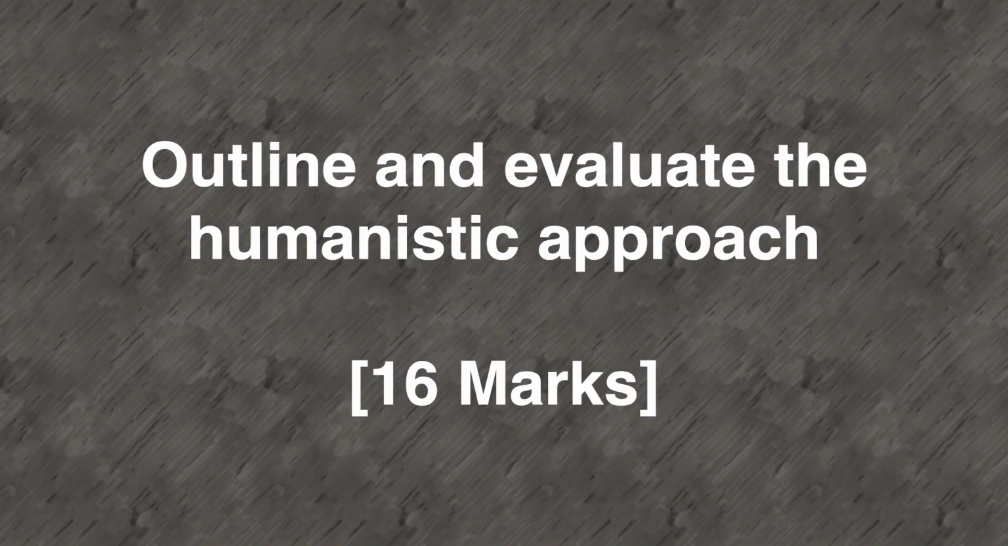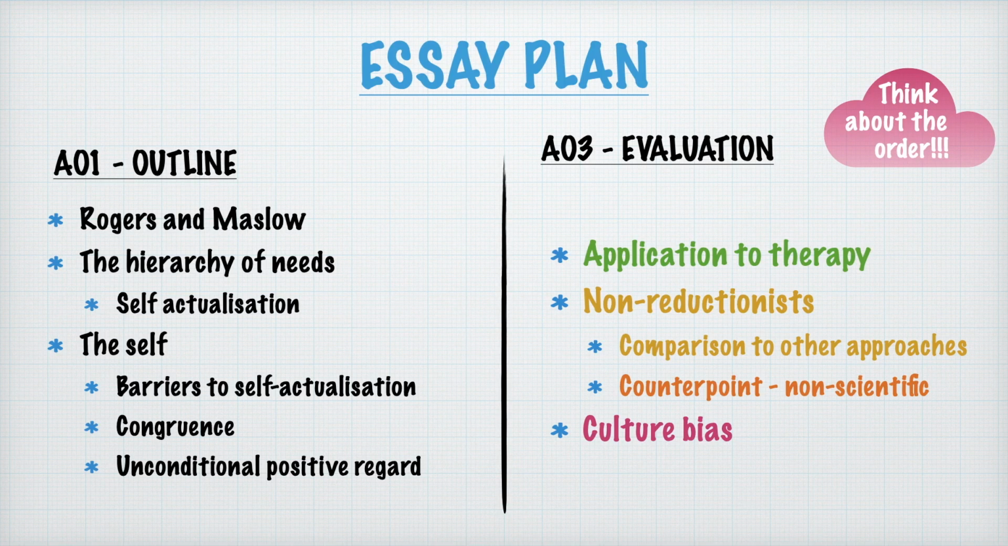So let's move on to our first essay. It is a bog standard outline and evaluate the humanistic approach essay. Here's my plan. As you can see, I'm going to attempt to give all the elements a mention, but I won't be giving them an equal mention because there's no way I'm going to be able to do that if I want to keep my outline concise.